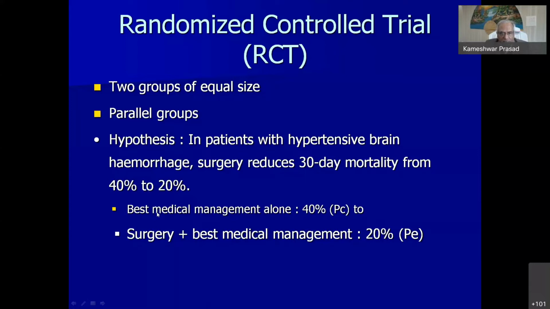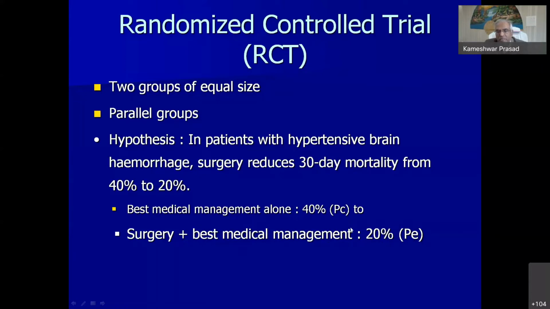Which means what we are saying is that with best medical management alone, 40% of people will die in 30 days. Let us call it PC. I have added C because this is the control group. Whereas the intervention group has surgery added to best medical management, which means these people are exposed to surgery as well as whatever best medical management is possible. Suppose their mortality is 20%. So I called it PE. E stands for exposed, C stands for control, but I think later I have called it P0, no intervention.